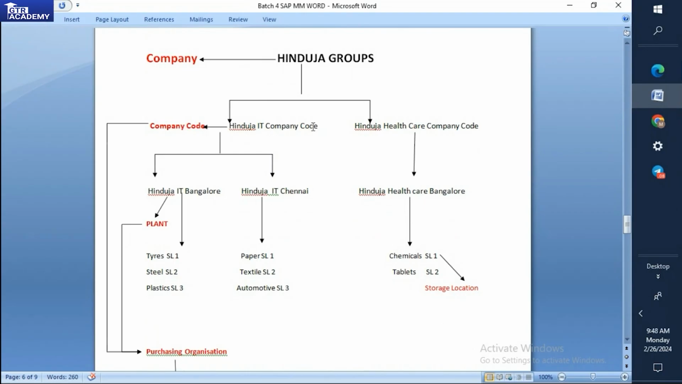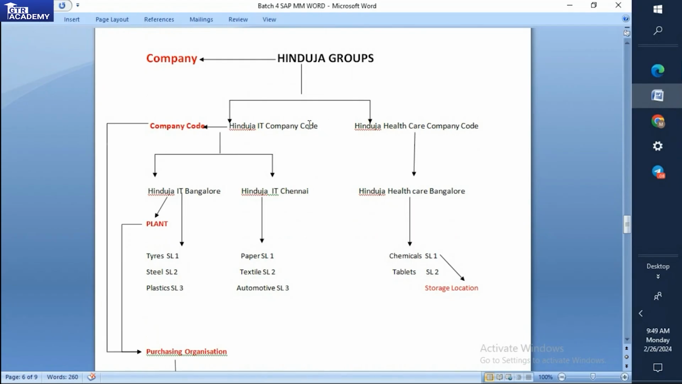Understood? Yes. So what happens under the company is this: the company code is an independent accounting unit. Whatever profit, losses, and balance happen will be maintained at this company code level. Hinduja IT company code maintains its own profit, loss, and balance statements, and the Hinduja healthcare company code maintains its own profit, loss, and balance statements. That is the differentiation.